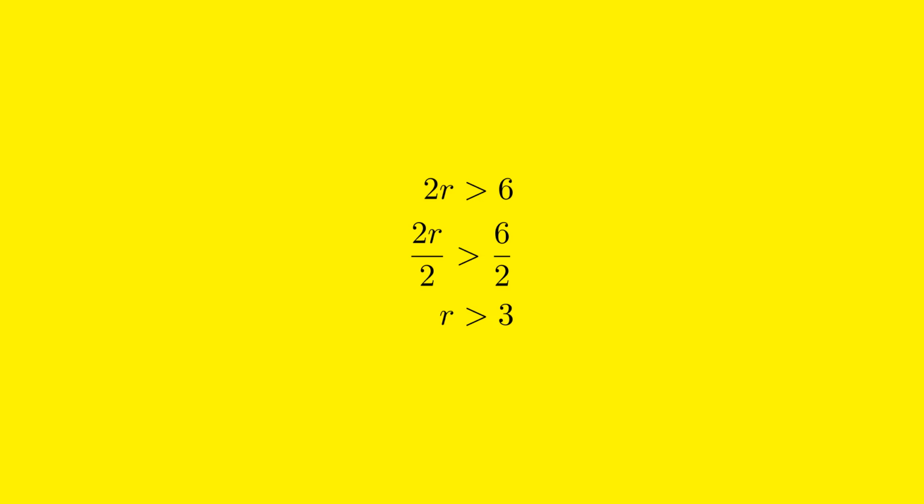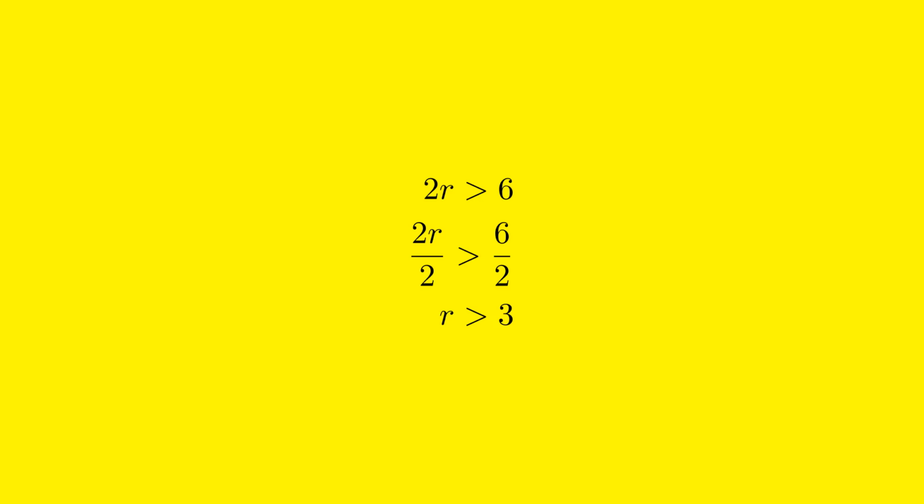Original inequality, 2r > 6. Divide both sides by 2. 2r divided by 2 > 6 divided by 2. Simplifying this, we get r > 3. We've now fully isolated the variable r, and our inequality is r > 3. This is our final step, and we've completed solving the inequality.